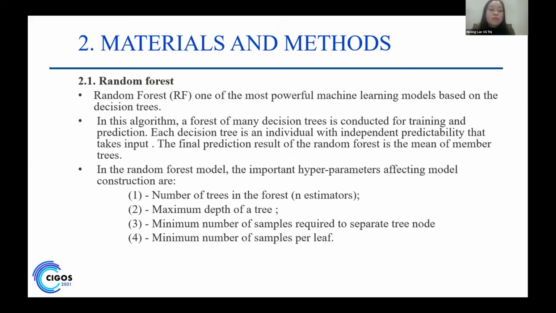In the random forest model, the important hyperparameters affecting model construction are: 1. Number of trees in the forest. 2. Maximum depth of the tree. 3. Minimum number of samples required to split a tree node. 4. Minimum number of samples per leaf.